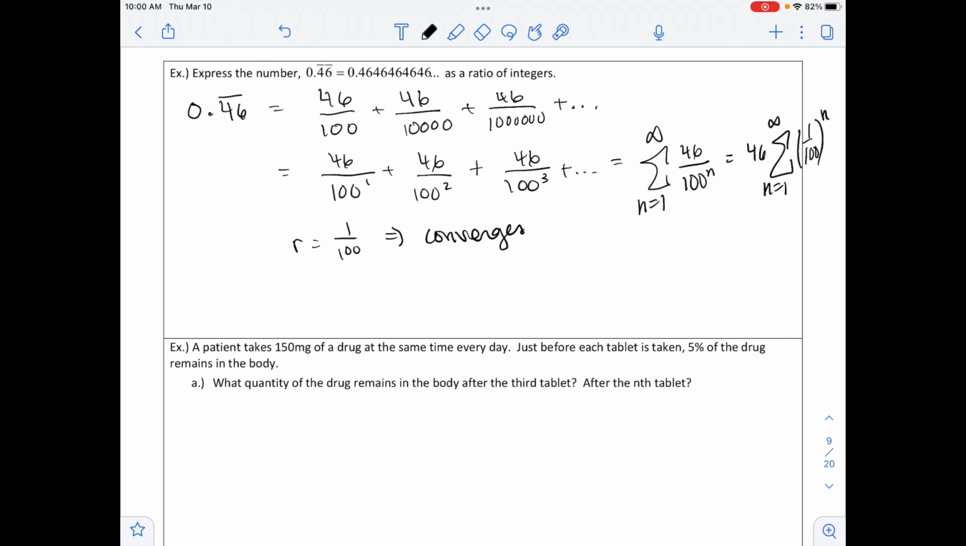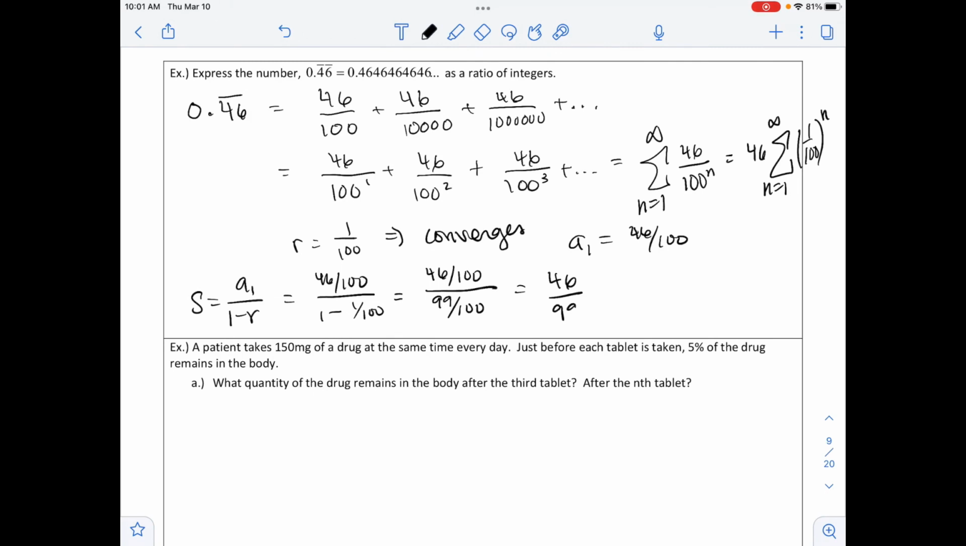And in order to find that sum, since it does say to express the number as a ratio of integers, we know that a1, our first term, if you were to substitute in 1 for our value, we would have 46/100. And so our sum is going to be a1 over 1 minus r, which is 46/100, all over 1 minus 1 over 100, which equals 46/100 all over 99/100, or 46/99.